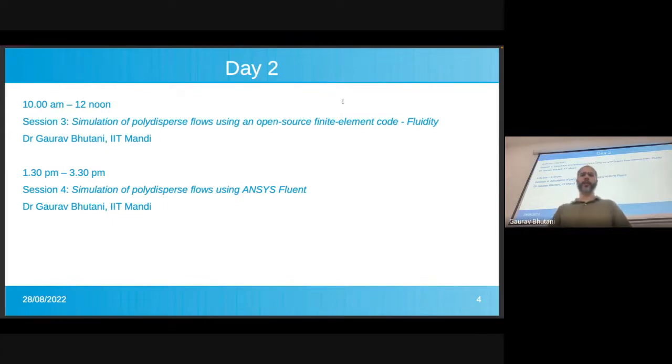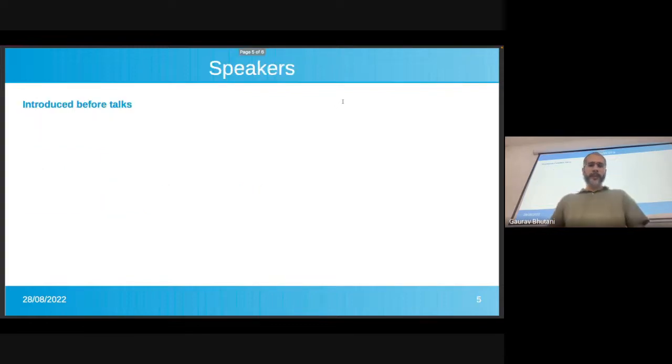In the first one, we'll talk about Fluidity, the open source FEM code, and how to model certain polydisperse problems using this code. In the second session, we'll learn how to model these systems using ANSYS Fluent, because you'll always want to benchmark your solutions, however you're solving them, with some commercial codes as well. ANSYS Fluent is a well-accepted commercial code, so we'll understand how to model these kinds of problems in it. I'll introduce the speakers in detail before the talks, so we won't spend time on that here.